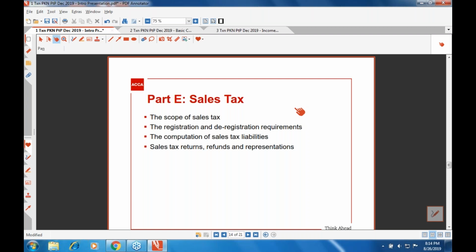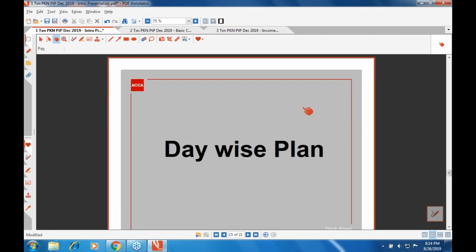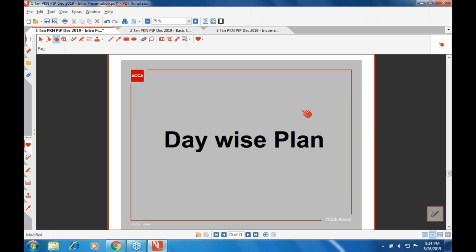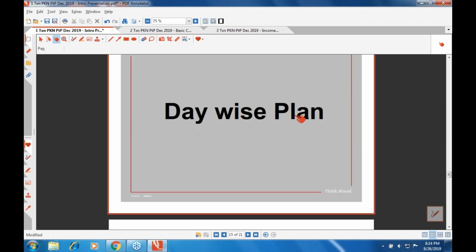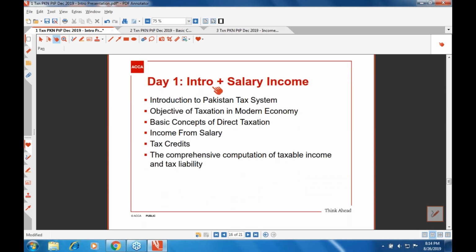So this is how the syllabus is. I've given you a brief introduction about the syllabus, and I'm now going to share the day-wise plan, that is, what exactly I am going to do in this taxation webinar. Day one, which is today, will have an introduction to the taxation system of Pakistan, and we'll also be discussing salary income. That is what we are going to cover in today's session.